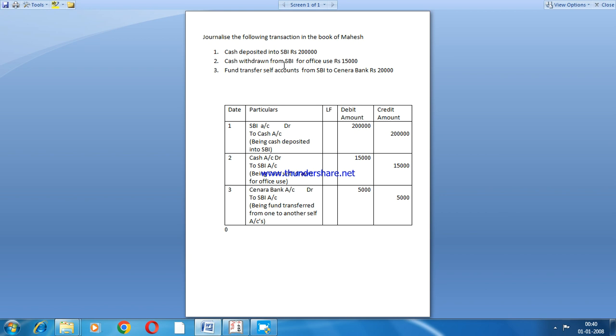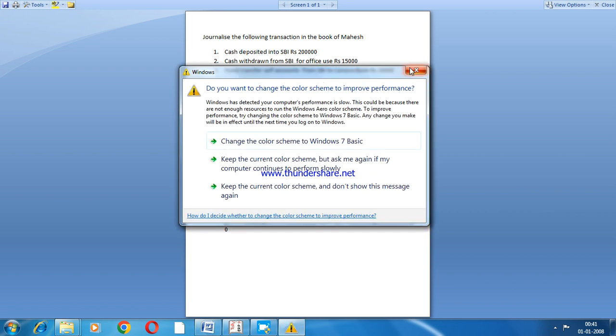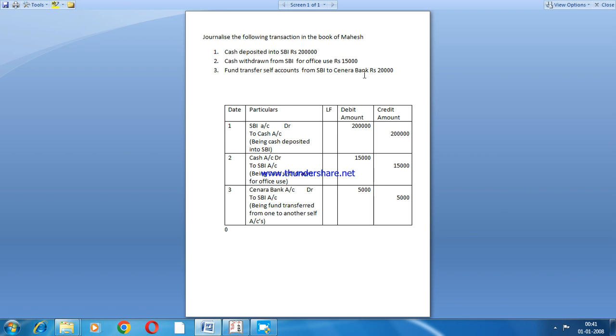Here again the single entry affects two ledgers of our organization, and the same with fund transfer between own accounts from SBI to Canara Bank. In the books of Mahesh, we maintain the SBI account as well as the Canara Bank account. When the fund is transferred, the ledger balances change but the total balance remains the same. When we transfer the fund from SBI, the SBI balance reduces and the Canara Bank ledger balance increases. So Canara Bank account debit to SBI account, because the SBI account and the Canara Bank account are both personal accounts.